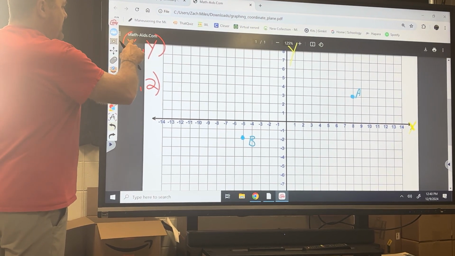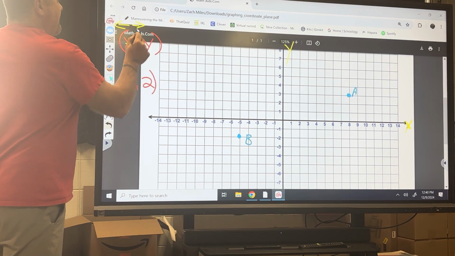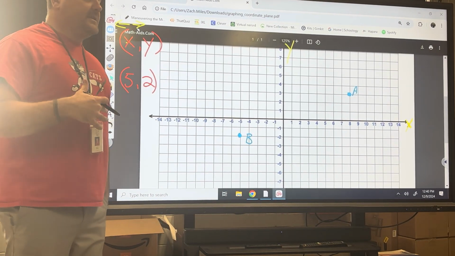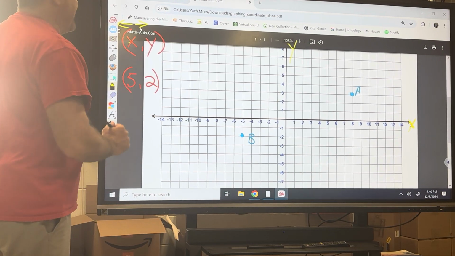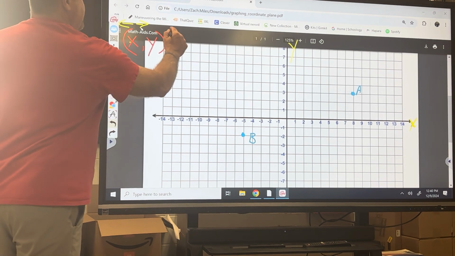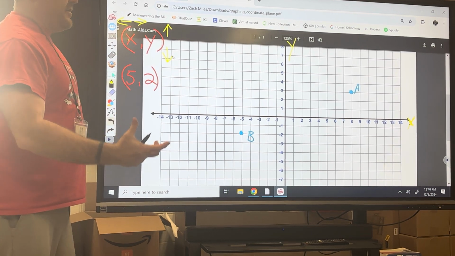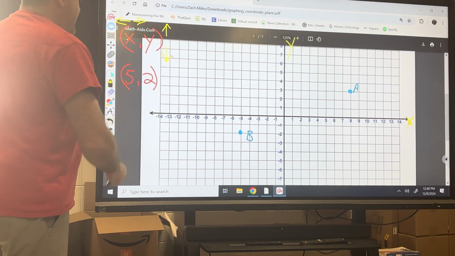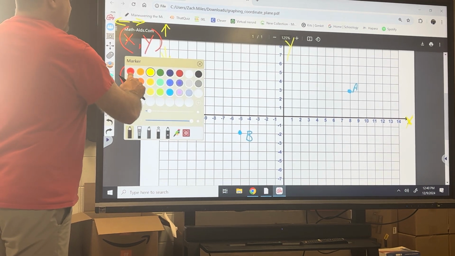Now the first number is your X, and that's what tells us to move left and right and where to go. Could be positive, could be negative, okay? It could even be a 0, which we're going to talk about here in just a second. The second number is your Y coordinate. That tells us up or down. Once again, depending on if it's positive or negative. In this case, we have the ordered pair 5 and 2, okay?